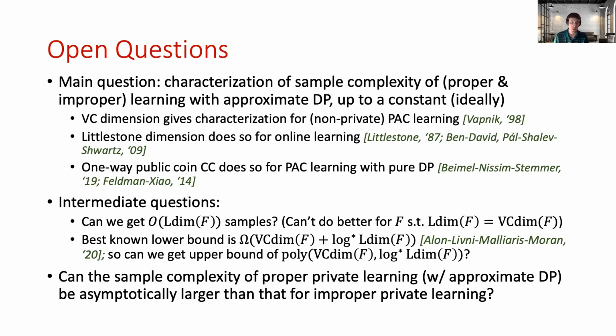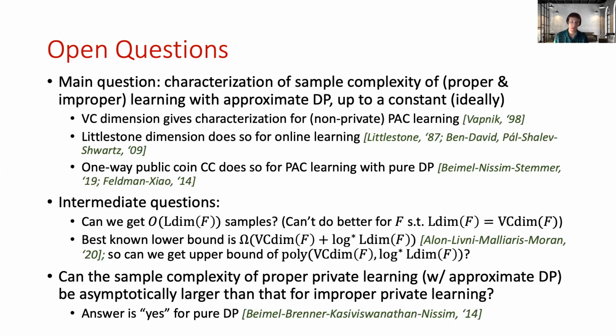Finally, a natural question is whether the sample complexity of proper private learning with approximate differential privacy can be asymptotically larger than the sample complexity for improper private learning. The answer is yes for pure differential privacy, but it's unknown in the case of approximate DP.